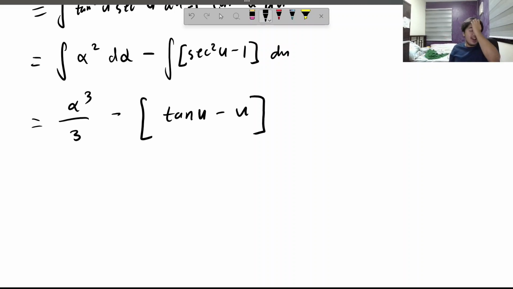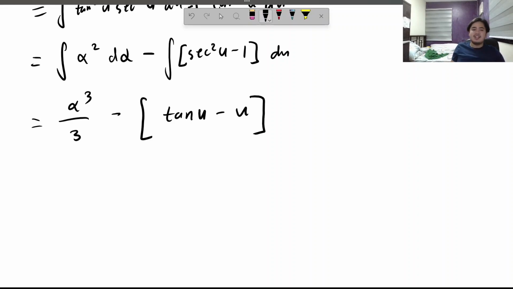Right? I don't think I need to explain what the integral of 1 is, but let me just explain it. The integral of 1 du is u plus c. Alright? Some people have asked me about the integral of that. Like, it's just the integral of 1, man. It's just u.